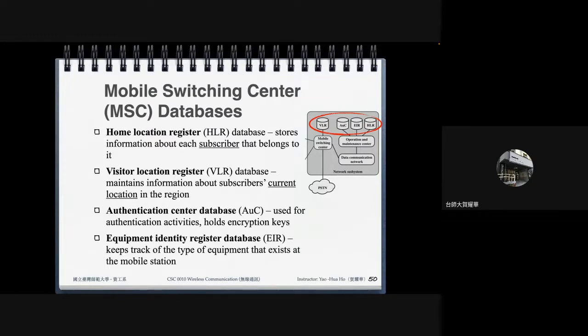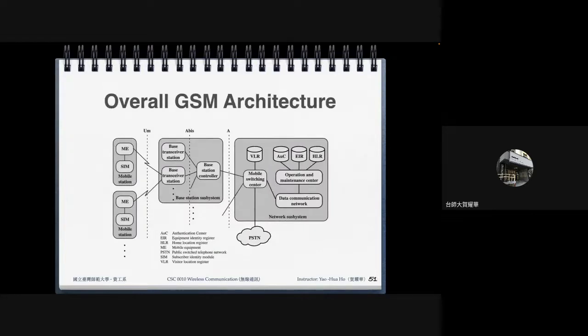Then the next one is the equipment identity register database, which keeps track of the type of equipment at the mobile station. Are you using an iPhone? Are you using Android? Which type of mobile device are you using? They also store that information in the database. So this is the overall GSM. The GSM has mobile devices connecting to the base station or base station transceiver. Then the base station transceiver has a base station controller. The controller connects to a mobile switching center, which overall is a network subsystem. This is quite the same as what we talked about before, but in the GSM they break down the architecture a little bit more.